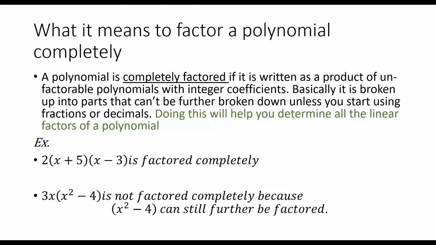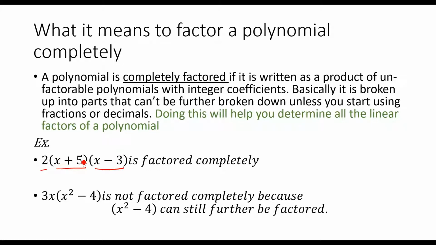An example of some polynomials that are factored completely is already up on the screen. Right here we have 2 times (x plus 5) times (x minus 3). That's already factored completely. This is because x plus 5, I can't break it down to anything less than x plus 5. If I did, then I would start using decimals or fractions.